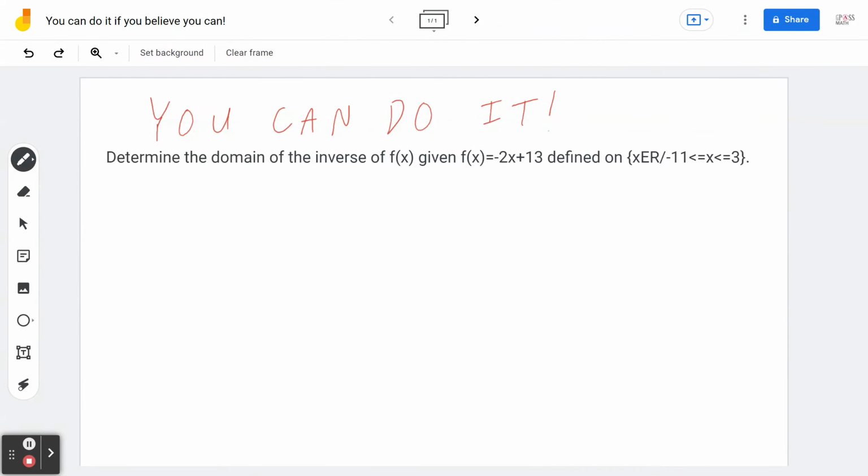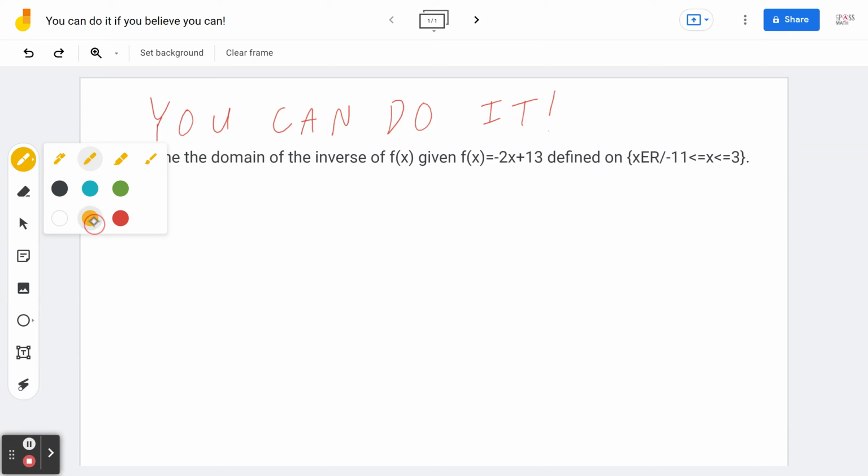Hi, everyone. Let's take a look at the following example. Determine the domain of the inverse of f of x, given f of x is negative 2x plus 13, defined on the domain x is an element of real numbers, where x is in between negative 11 and 3 inclusive.